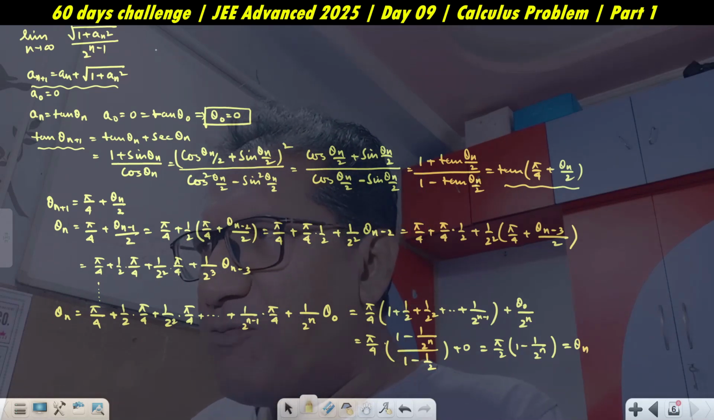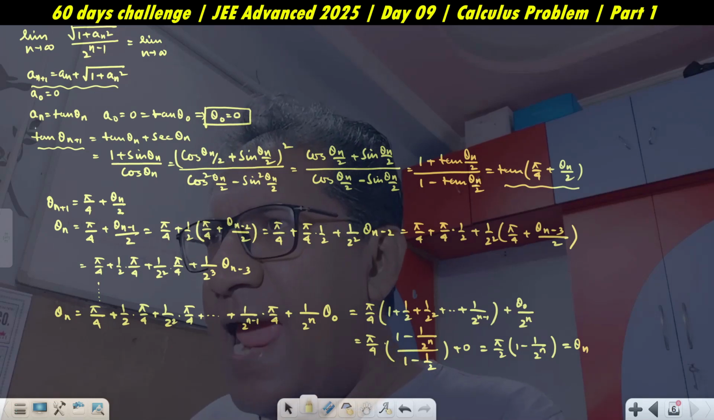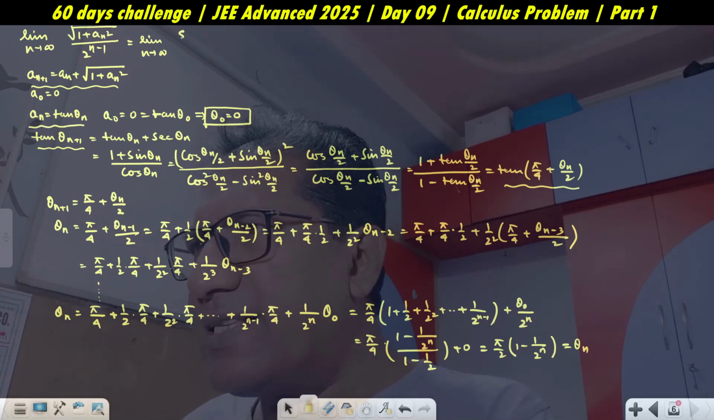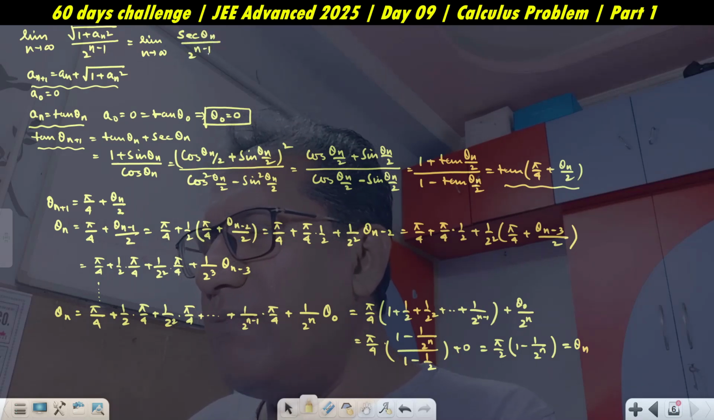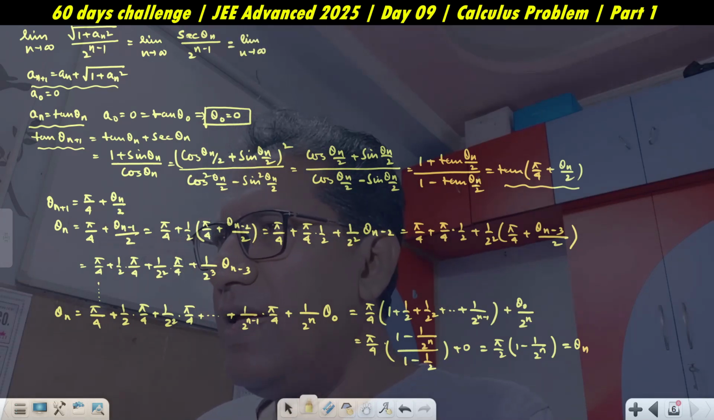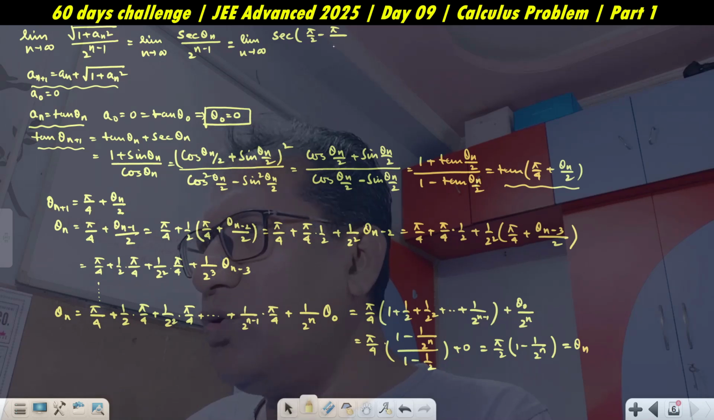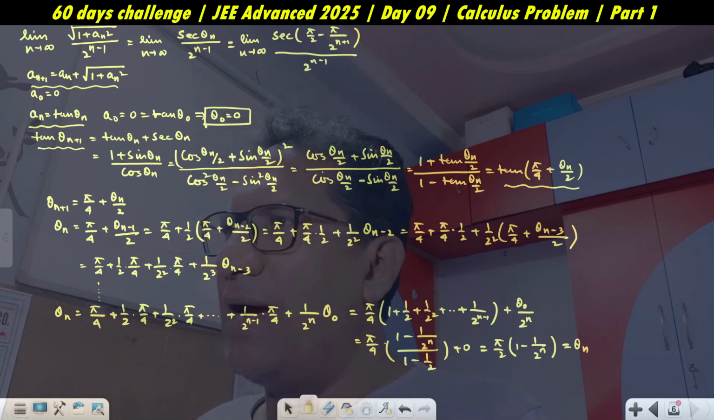Now, we have been given this one. So this limit now becomes limit n tends to infinity. This is basically 1 plus tan squared theta n, which is sec squared theta n, so it will be sec theta n divided by 2 to the power n minus 1. So that gives us limit n tends to infinity, sec theta n can be written as sec of pi by 2 minus pi over 2 to the power n plus 1, right? Divided by 2 to the power n minus 1.